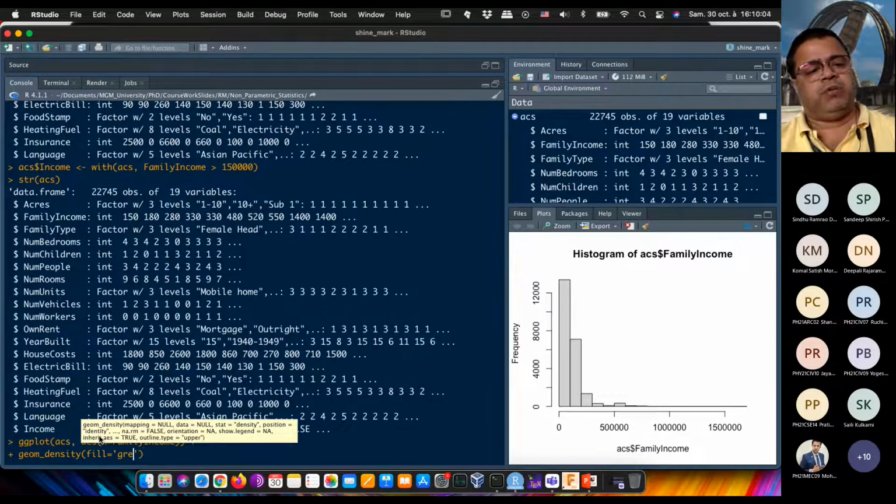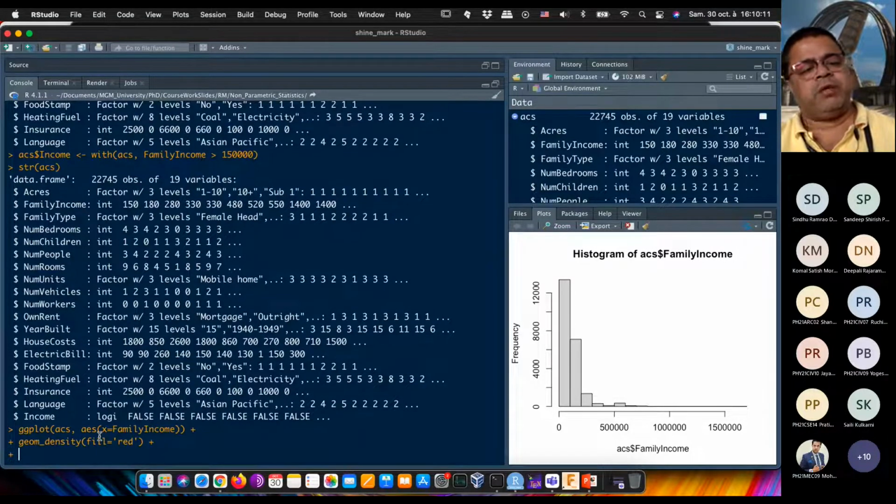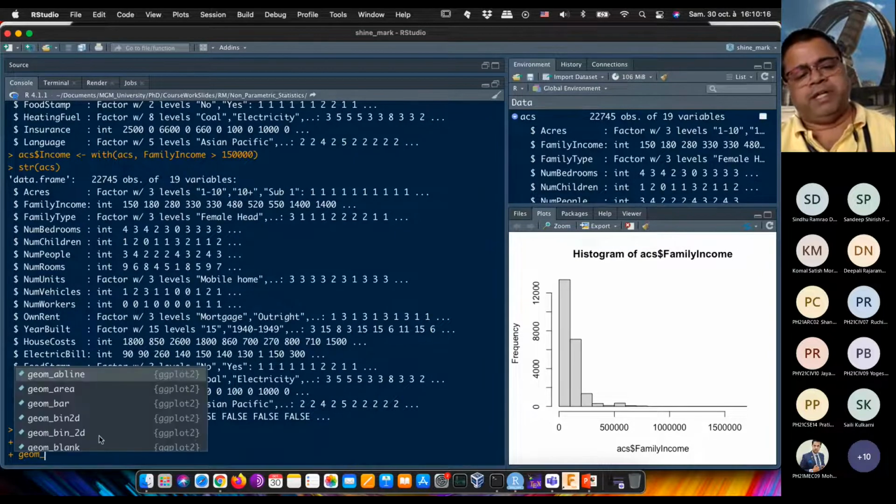If I want, I can put red color. Say, let us do the red. Okay, let us see what happens. If it is red, it will be red. Okay, and then geom_density, and then I am going to put a vertical line.